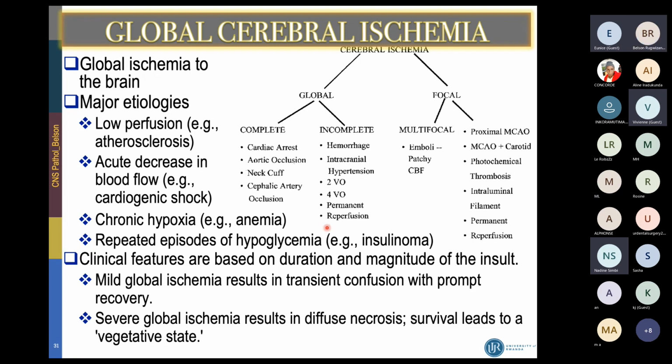In global cerebral ischemia, it means almost the whole brain is having a problem. So often the cause will be far from the brain: either low perfusion, such as atherosclerosis that is far away, or an acute decrease in blood flow, such as when the heart cannot pump the blood easily. So this is a shock, a cardiogenic shock. They will get global cerebral ischemia. Another etiology is repeated episodes of hypoglycemia. A person with a lot of insulin gets hypoglycemia and their brain suffers.